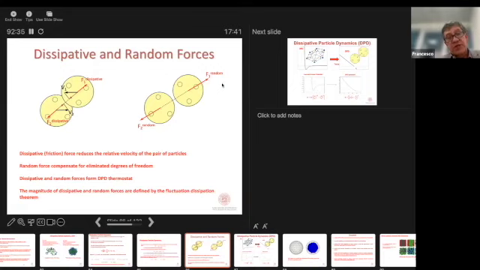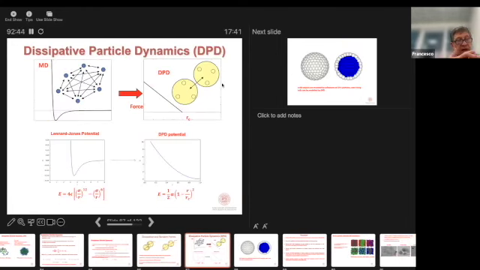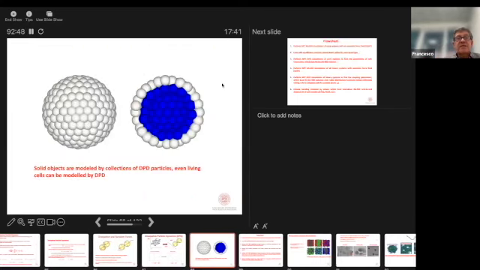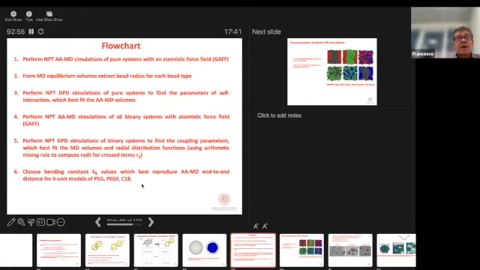The point is this: we have dissipative forces, random forces, and conservative forces. They enforce a thermostat. We can also enforce it from the outside, and the particles can interpenetrate. And by this, we can do lots of different things. We can describe big nanoparticles, but we can describe even living cells.